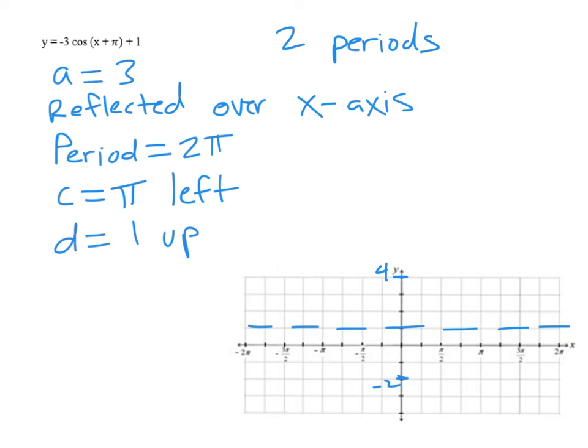Next piece gets back to C. Where does the first period start? With a cosine curve, it would typically be 0. We need to go pi units to the left. So I go back over here, and I'm just going to circle it because there's some other stuff I got to figure out, but I know it's going to be right there. We're at negative pi. That's where it's going to happen.